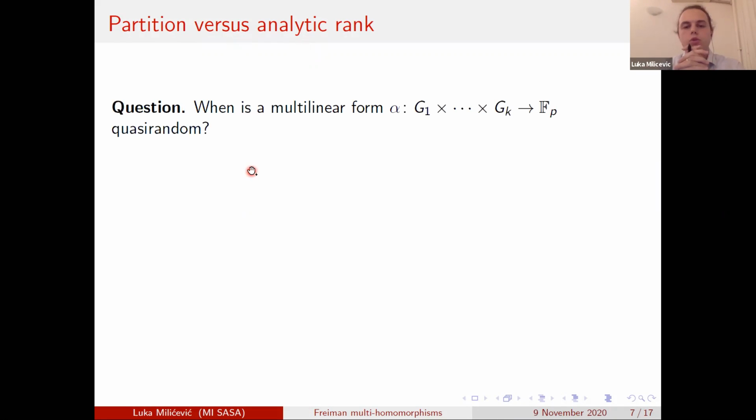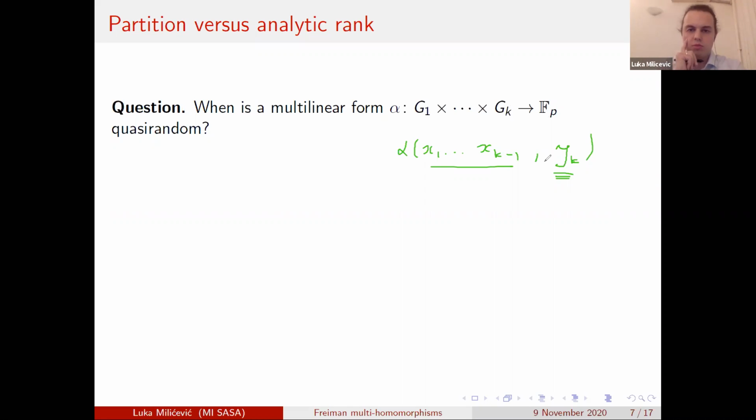So suppose that you have a multilinear form alpha in k variables. And of course, when I say form, that just means that the codomain is the field itself. So when is such a form quasi-random? And one obvious definition of being quasi-random when it comes to multilinear forms is just saying, well, the distribution of values you get is roughly uniform. And if you think about it, so for example, if you fix the first k minus 1 coordinates, so imagine x1 up to x_{k-1} are fixed, and then you leave the last coordinate to vary. So for any choice of x's, what you get is just a linear form from G^k to F_p.